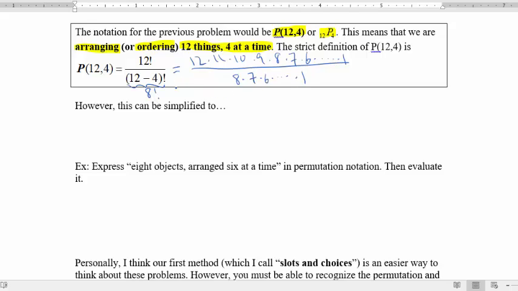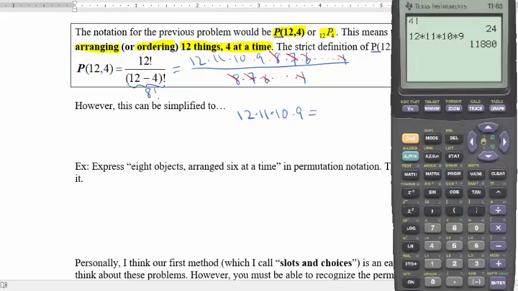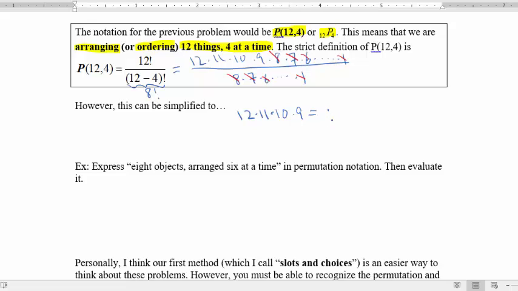So look what would happen here in the definition. These are just factors, so you can cancel them. So this 8 would cancel with this 8, 7 cancels with that 7, 6 cancels with that 6, 5 cancels, 4 cancels, 3 cancels, 2 cancels, and then 1 would cancel. So look what would be left. It would just simplify down to 12 times 11 times 10 times 9, which is what we just had in the last problem. And what was that again? 11,880. Yeah, 11,880.